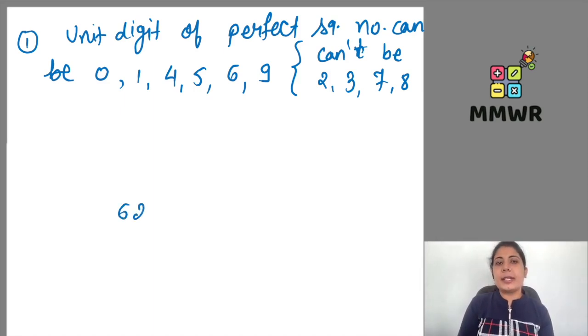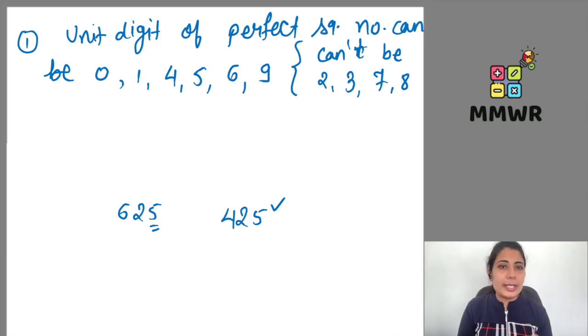Like, is 625 a perfect square? Yes. Now is 425 a perfect square or not? How will we check? For now it is looking like a perfect square, but is it exactly a perfect square or not? We can't say it. For that, we should know the whole property and the whole method to find the square root of a number.